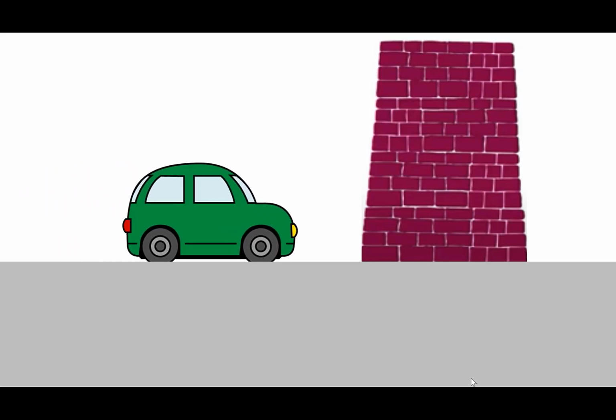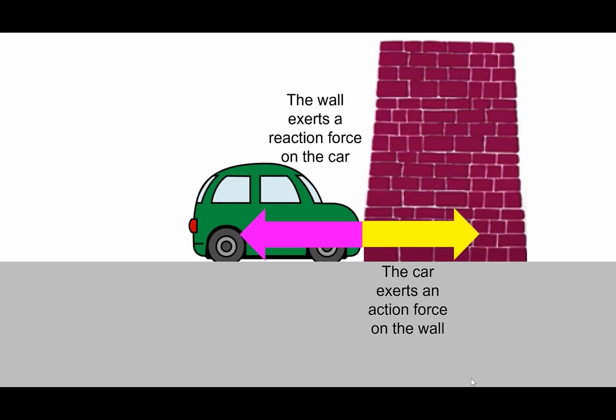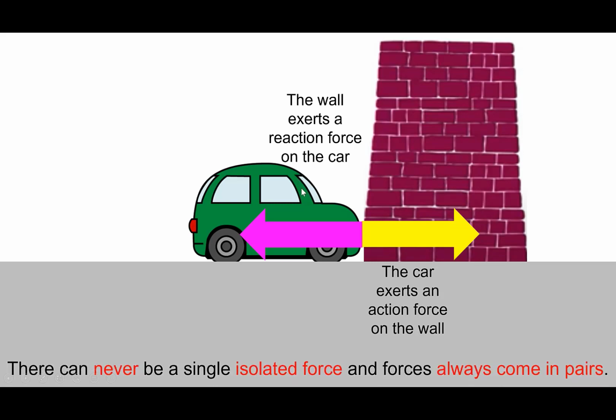Think about a car hitting a brick wall. The car exerts an action force on the wall, and the wall exerts a reaction force back on the car, bringing it to a stop. These vectors are equal in length but point in opposite directions. So whenever an object exerts a force on a second object, the second object will exert an equal force in the opposite direction on the first object. There can never be a single isolated force, and forces always come in pairs.